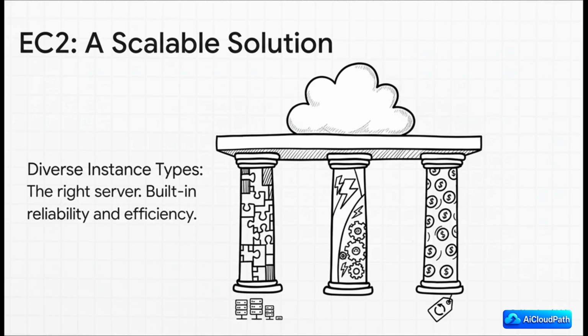Let's just quickly recap. EC2 is this incredibly scalable solution for 3 key reasons. 1, there's a huge menu of instance types, so you can always find the perfect tool for the job. 2, it has amazing features like load balancing and auto-scaling baked right in, so your apps are reliable from day one. And 3, the pricing is super flexible, which means you only pay for the compute you actually use.